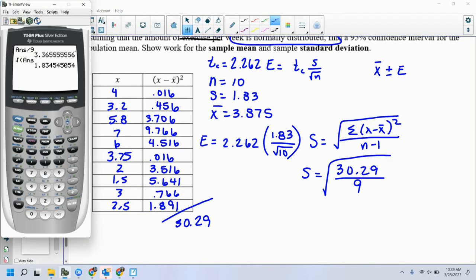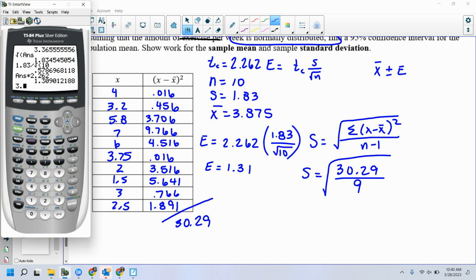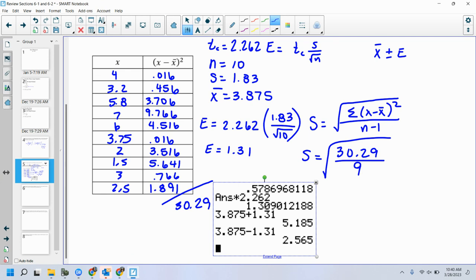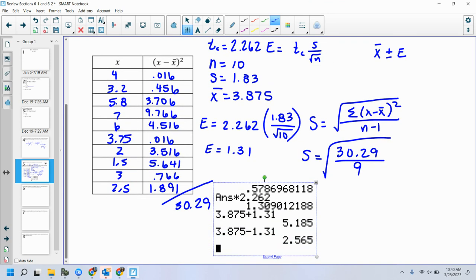All right, so we've got 1.83 divided by the square root of 10 times 2.262. So my error margin is 1.31. And now I go above and below my x bar. So I'm going to take 3.875 plus 1.31 and 3.875 minus 1.31. So I know my mean, I am 95% confident that the mean is in between 2.565 and 5.185.